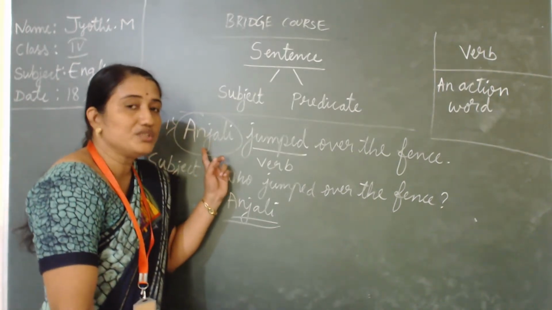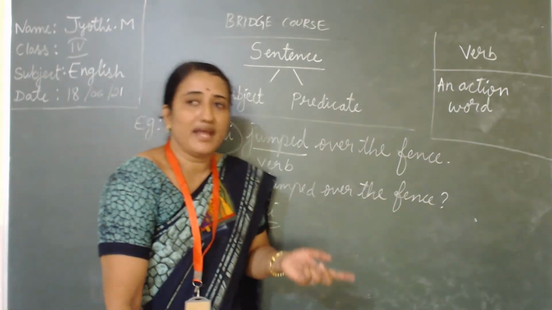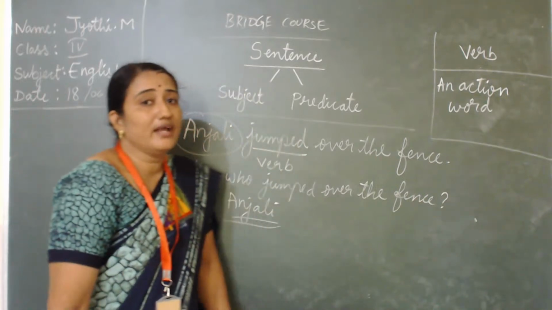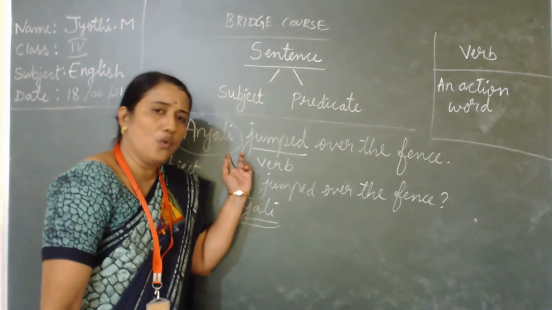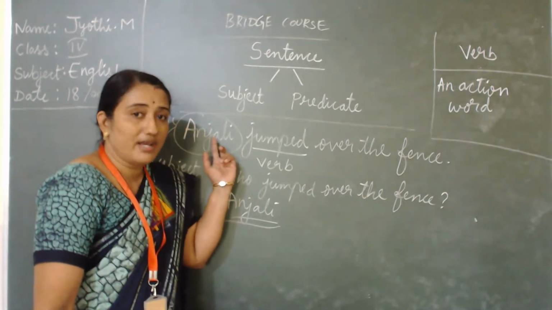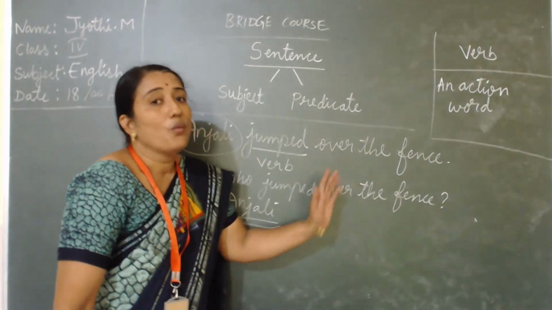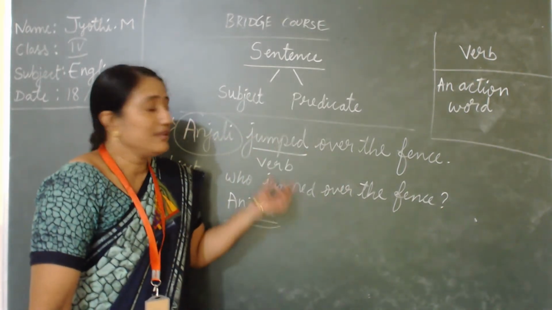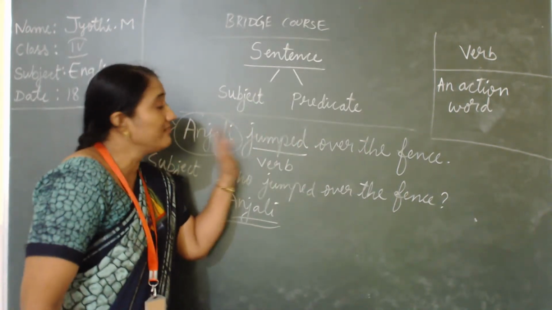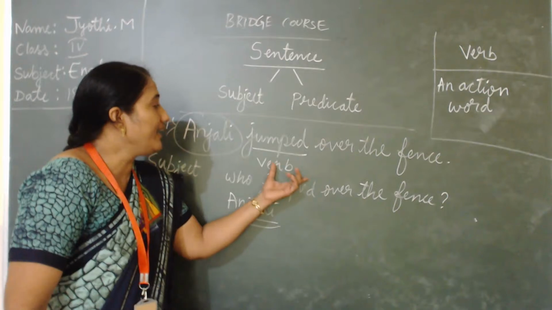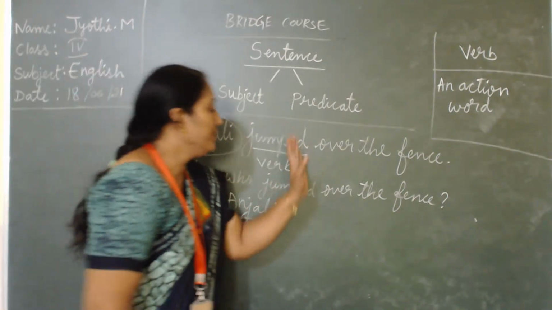What is the subject, you know, children? It is a name. It may be the name of a person, place, animal or a thing that does the action. And always it will be a noun or a pronoun. Sometimes even a pronoun can be there. And what is the predicate? What will the predicate tell? The predicate tells something about the subject, like what the subject is doing. You can ask, what did Anjali do?